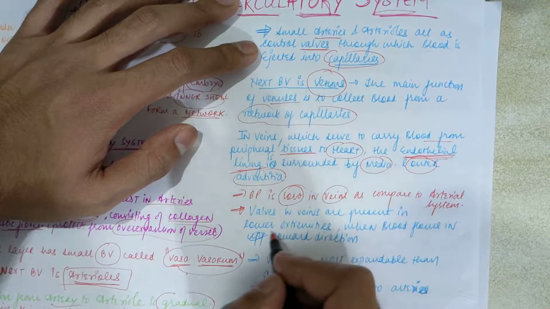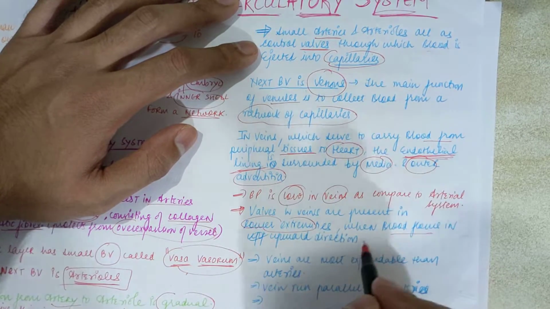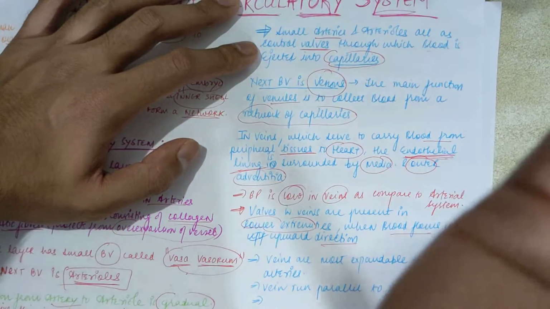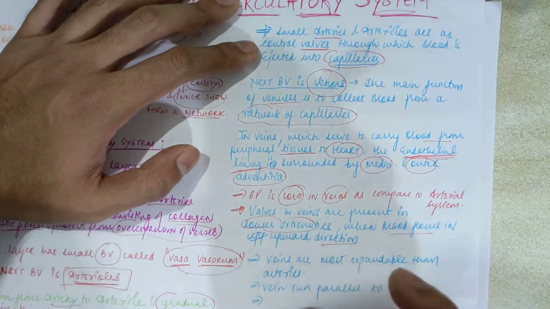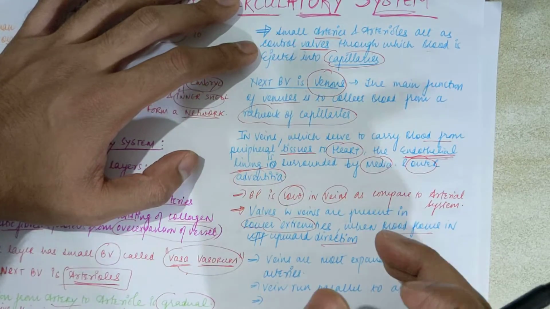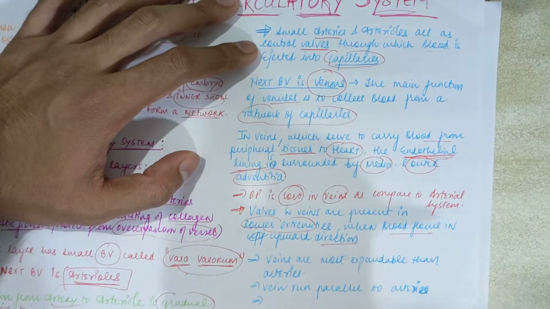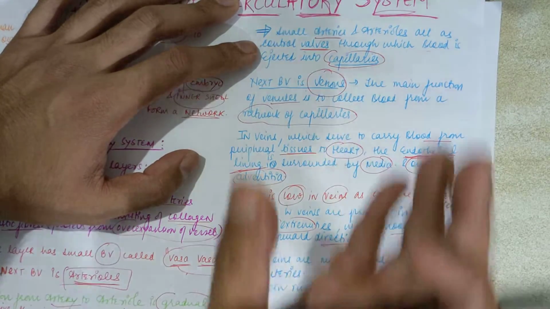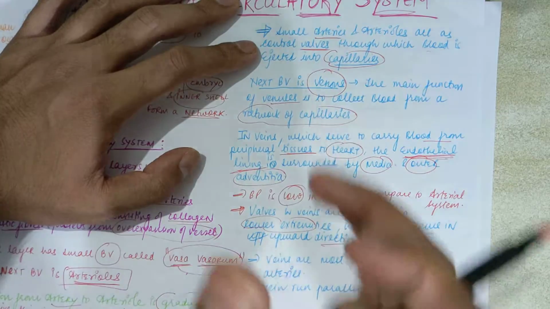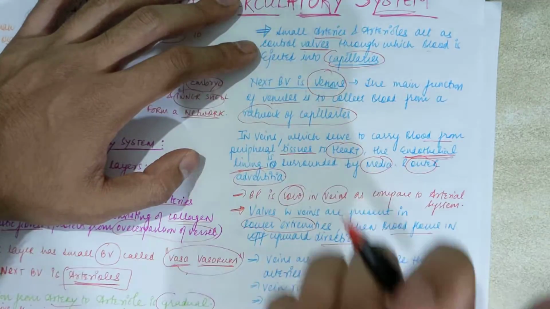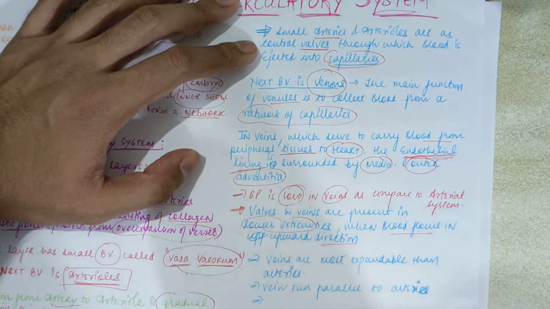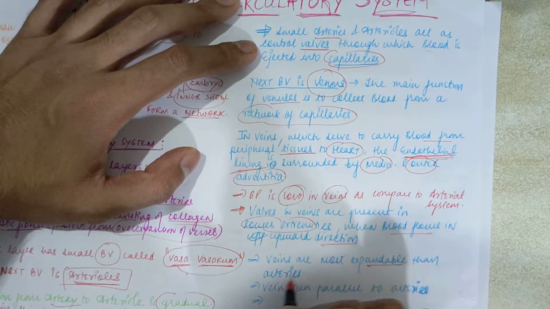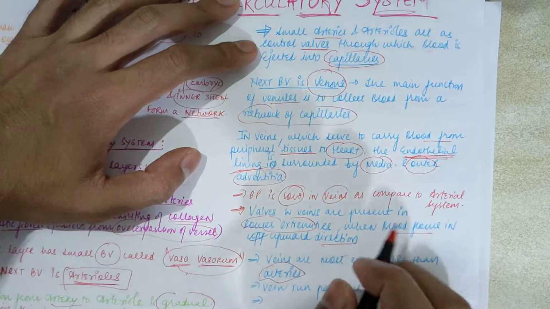Valves in veins are present in the lower extremities because blood flows in an upward direction. When the pressure reaches the saturation point, the valves protect against the backflow of blood into the lower extremities. As the blood is pushed upward, the valve closes so that the blood does not come downward. Veins are more expandable than arteries.